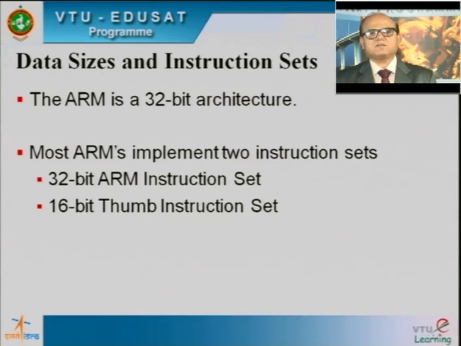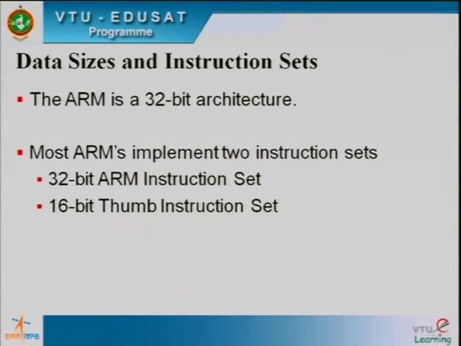The Thumb instruction set is designed to bring in high code density and to improve performance, because not all instructions require 32-bit encoding. Therefore we have 2 different instruction sets supported by the ARM processors: the 32-bit ARM instruction set and the 16-bit Thumb instruction set.